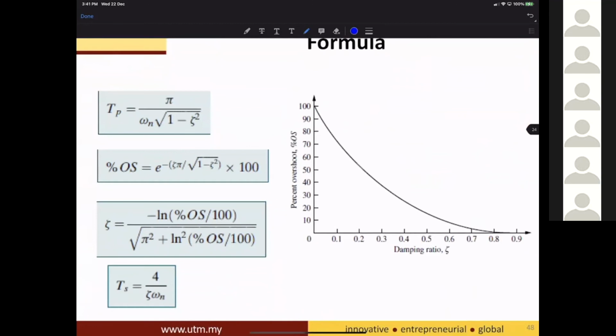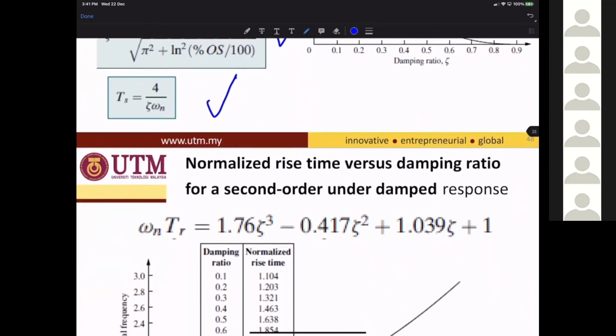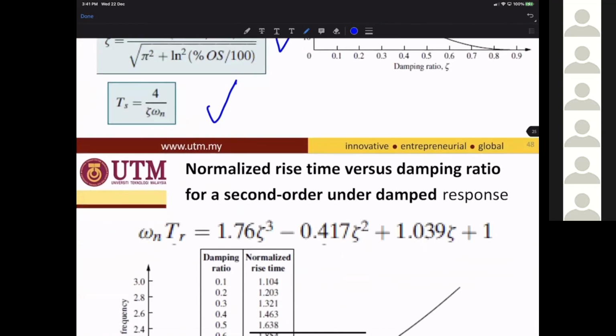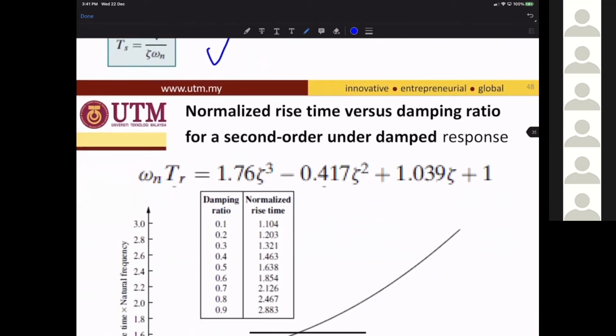Okay, these are all the important formulas: peak time, overshoot, and zeta, plus settling time and the graph, in order to solve second order problems. Not to forget the rise time.